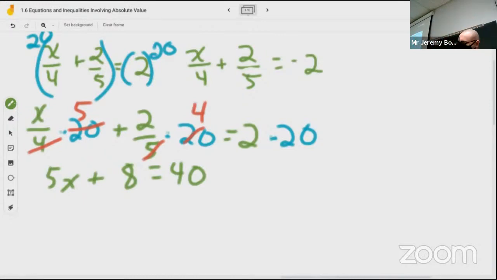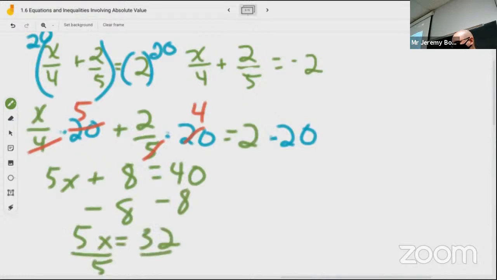So it doesn't work out too beautifully or anything, but let's subtract 8 from both sides. So we'll have 5x is equal to 32. And we need to divide by 5. And 32 and 5 don't share anything in common. So that's just going to be our solution. x is equal to 32/5. Not too nice. Question on that part.